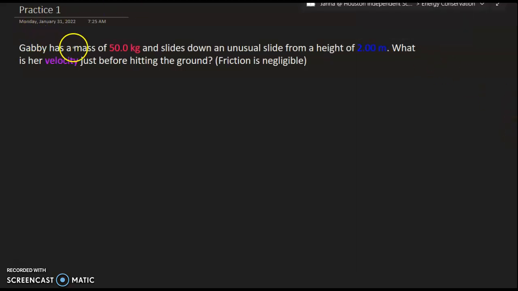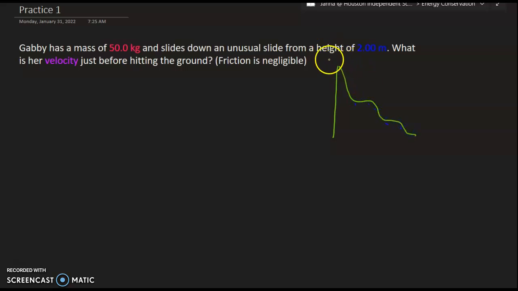Let's go. Gabby has a mass of 50 kilograms and slides down an unusual slide with a height of 2 meters. What is her velocity just before she hits the ground? Friction is negligible, so it doesn't really matter what the slide looks like.